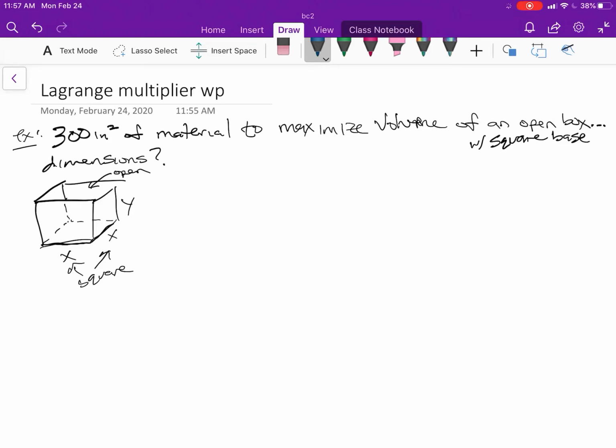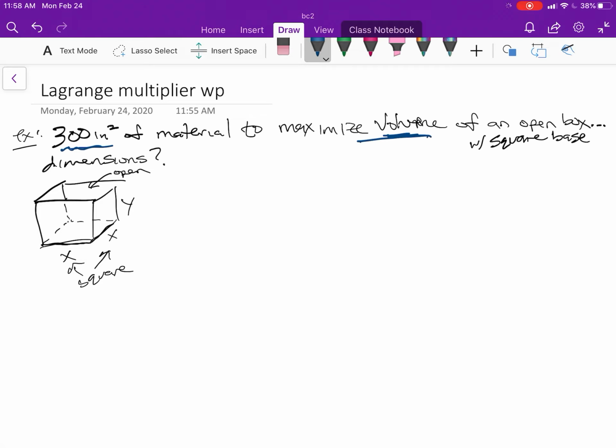Okay, let's check out this word problem using Lagrange multipliers. Again, perhaps it could have been done without it, but in this section we're going to focus on that. So we have this open box, no top, no lid, and we have 300 square inches of material. This is going to be part of our constraint. That's how much material we have to make this box. We're trying to maximize the volume. So that is the function which we seek to maximize.